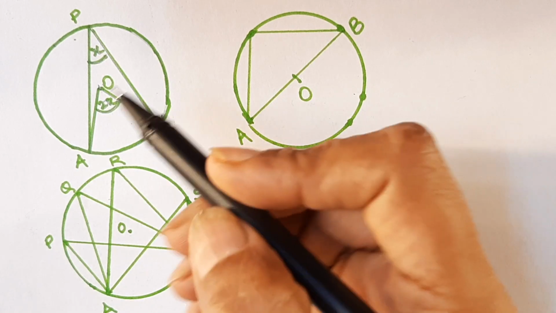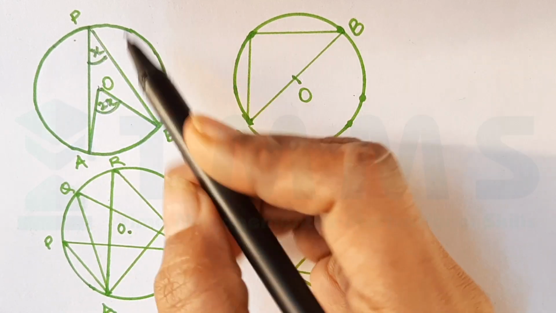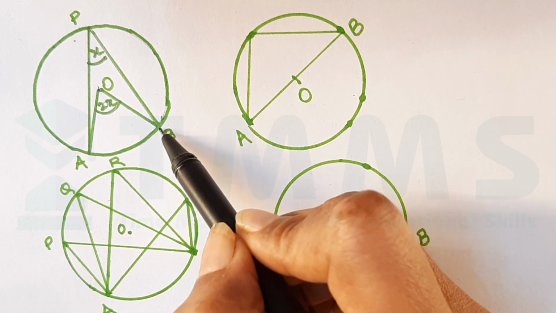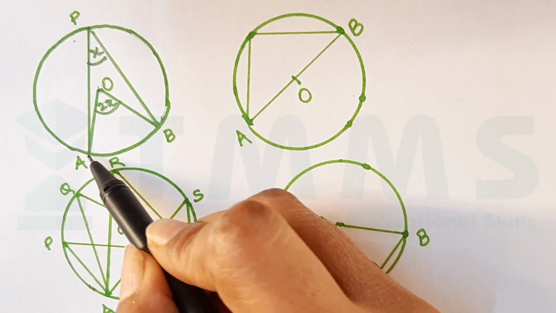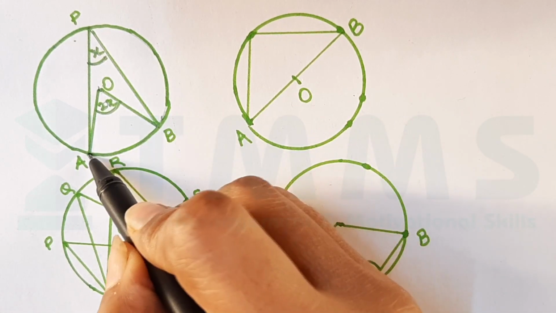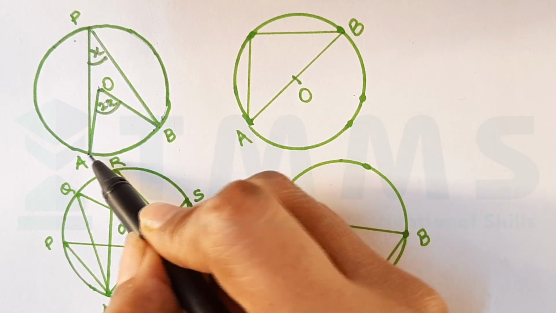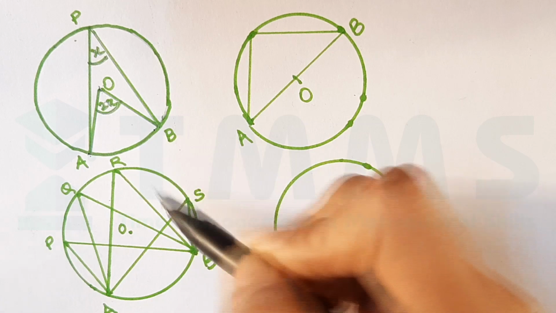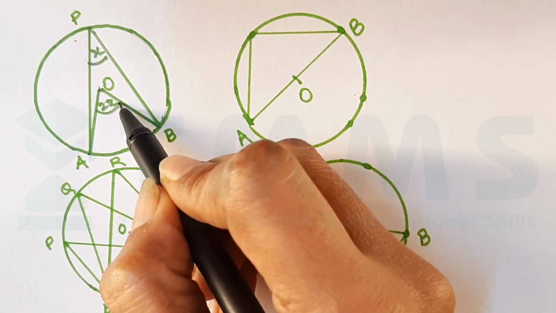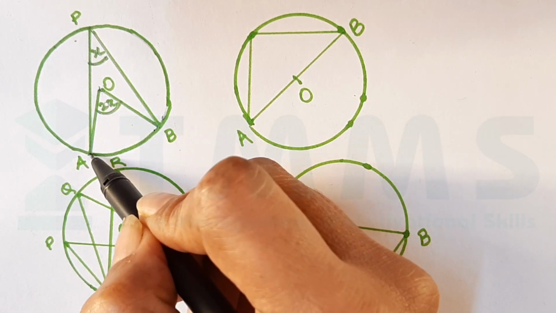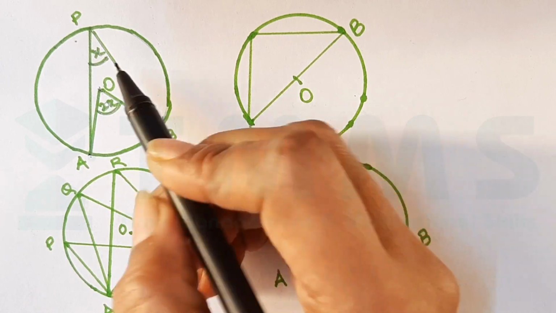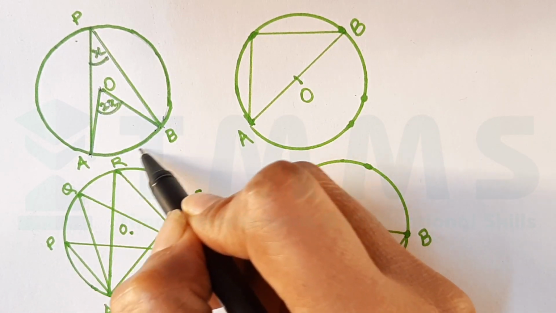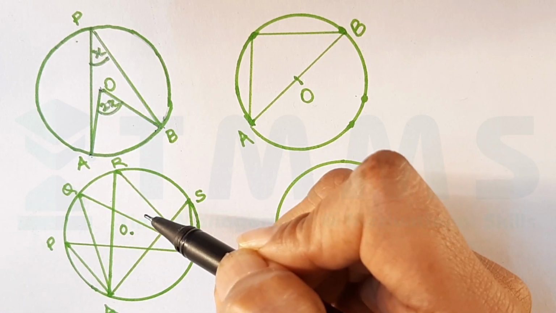In our first theorem, we will look at this circle. The center is O and we have an arc AB. That arc AB has two endpoints A and B, and so from A, if you move towards the center, and from B towards the center, we will get this angle over here, which is angle AOB. This is called the angle subtended by the arc at the center.